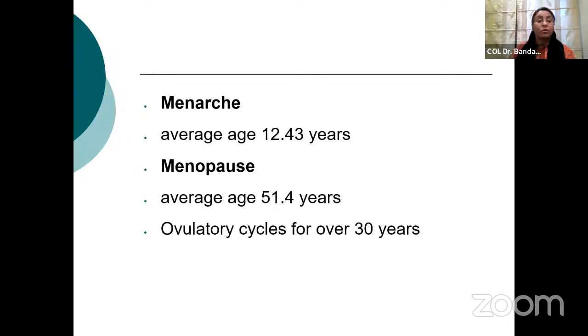Menarche means the age of onset of periods, and on an average it is about 10 to 12 years. Now the age of menarche has come down to 10 because of better nutritional status of girls. Then menopause. Menopause means cessation of periods. That means when the periods do not occur for a gap of complete 12 months, that is labeled as menopause. The average age of menopause the world over is about 52 years. That means by the age of 52, a lady should attain menopause. This means that over a period of 30 years, every woman undergoes ovulatory cycles.